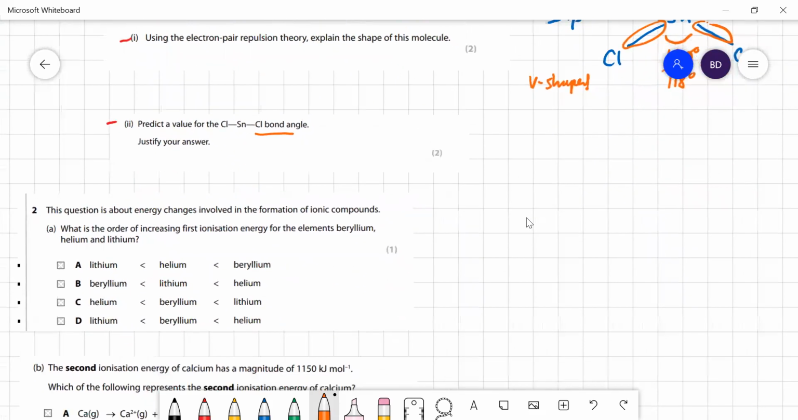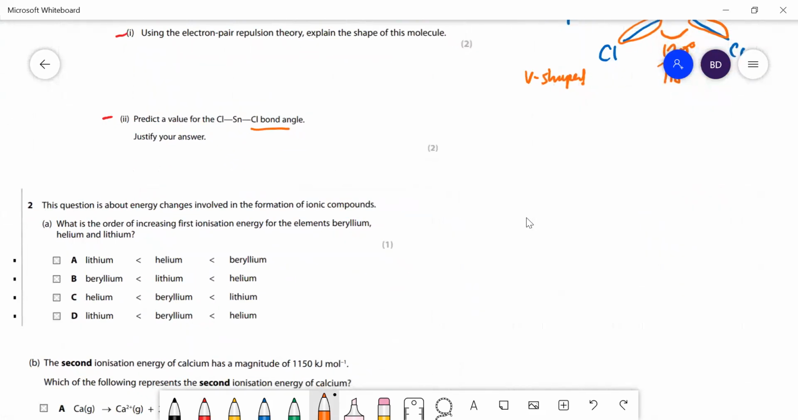2. Let's talk about ionization energies. Okay, so we have got helium, lithium, and beryllium. The first ionization energy, to look at the electronic structures we need to consider, helium is 1s2, lithium is 1s2, 2s1, and beryllium is 1s2, 2s2. And it wants the ionization energy in order of increasing. Okay, so we want the biggest one last. Now helium is going to be the biggest one. We'll explain why in a minute. So it's going to be that one or that one.